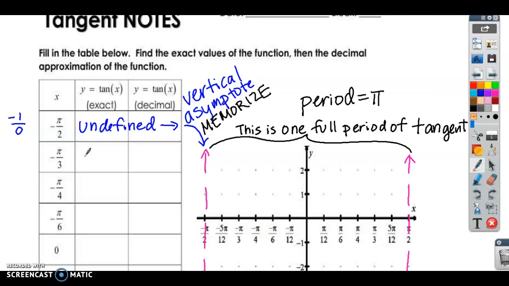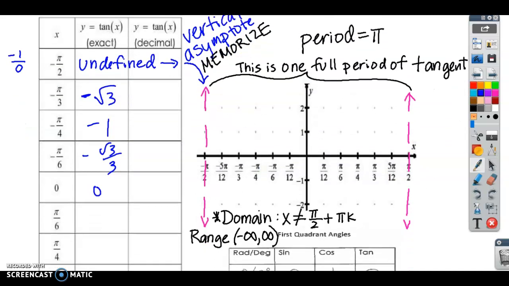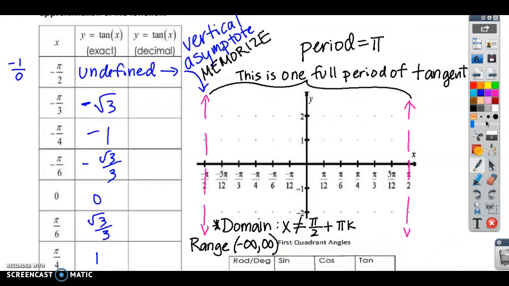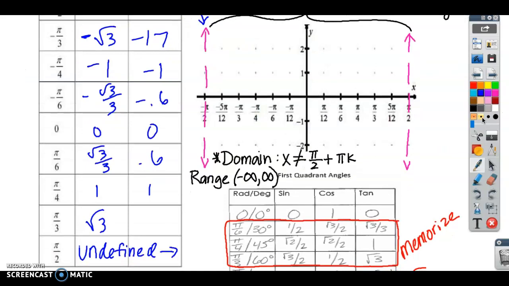So we're in quadrant 4. So this is negative root 3. Negative pi over 4, which is also in the fourth quadrant, so that will be negative 1. This is negative root 3 over 3 because we have it memorized. 0 is 0. Now we're moving into positive values. We are in the first quadrant now. So that's root 3 over 3, positive, positive, positive. All right, so let's fill these in. If you were to throw these into your calculator, you would get negative 1.7, negative 1, negative 0.6, 0, 0.61, and 1.7. So let's go ahead and graph those.